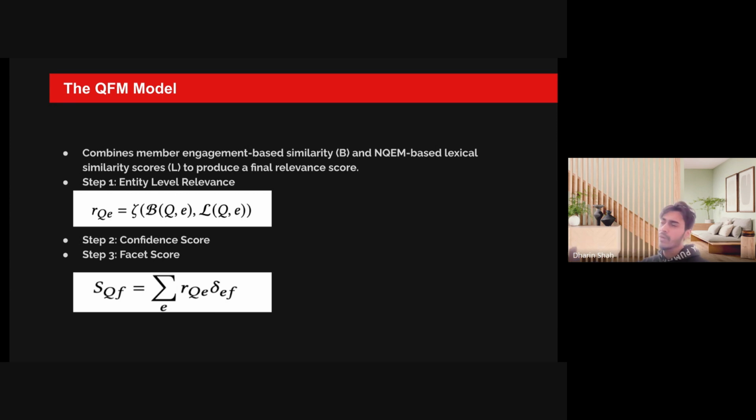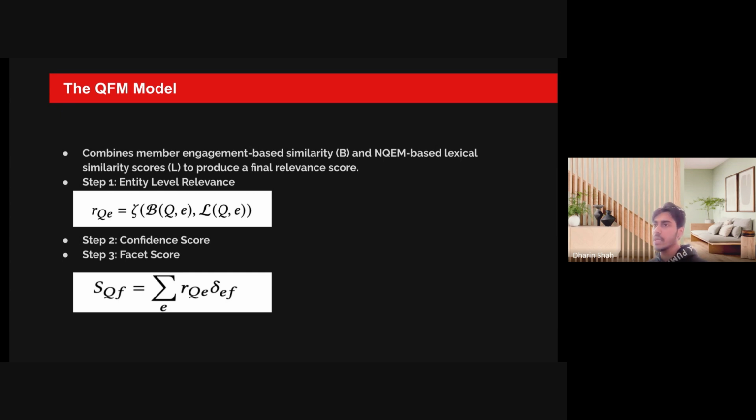So this confidence score normalizes across the previous score that we talked about, the entity relevance score that we have. And the facet score, this is the final one, again the combination of the above two. The final step is aggregating the entity level relevance scores. Again, the entity level relevance score is a combination of engagement score as well as lexical score, within each facet to obtain the facet level scoring for each query context and facet.